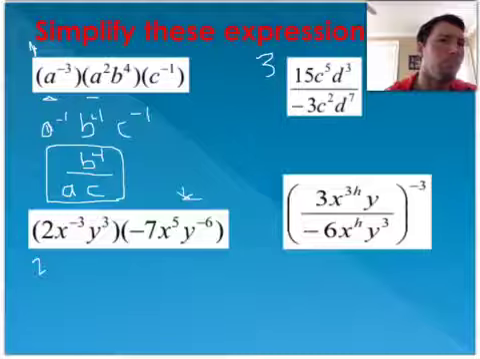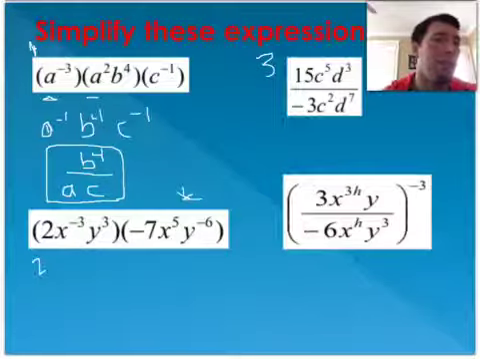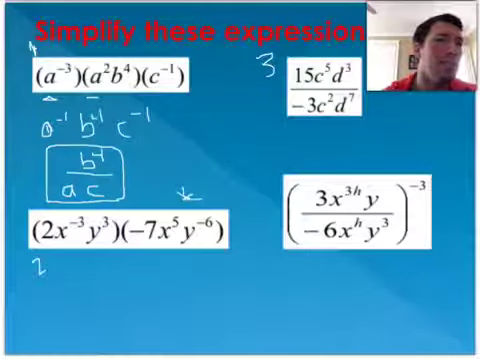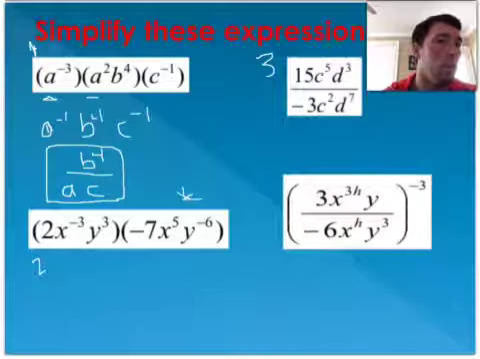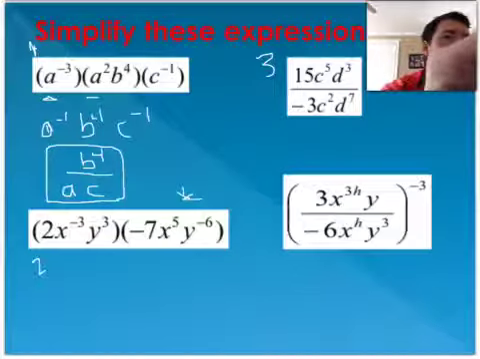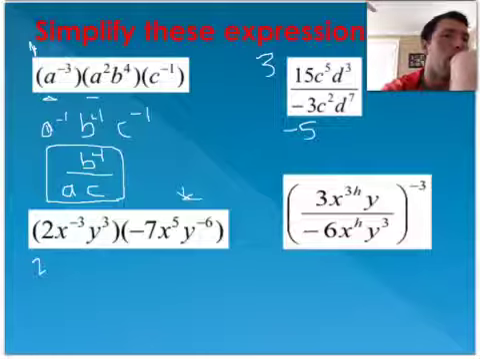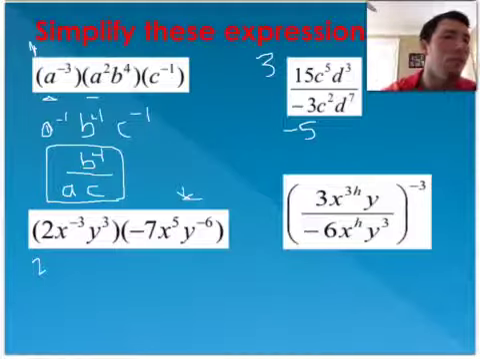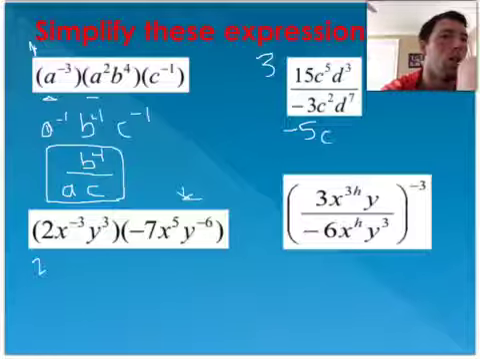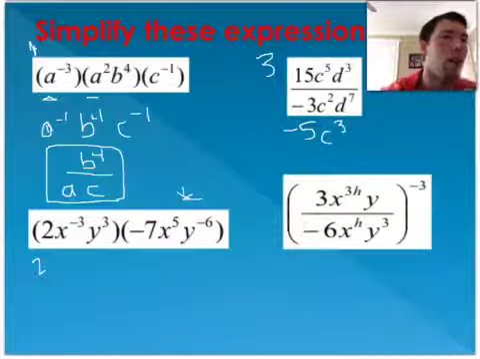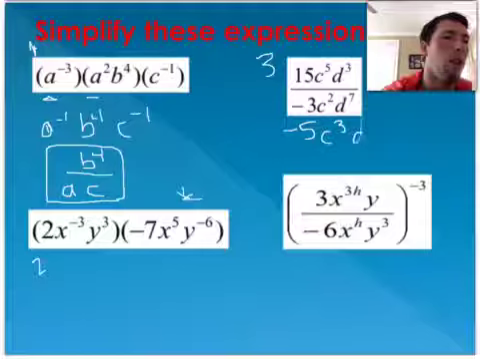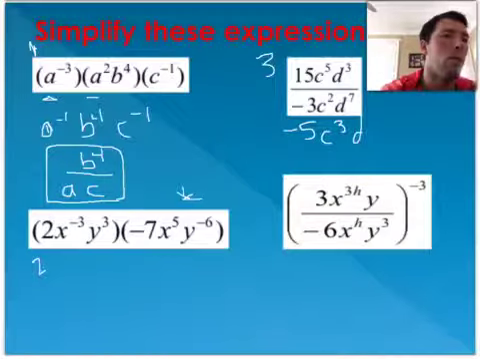On number 3, I'm going to go ahead and divide my 15 over negative 3, or at least simplify them. I notice also that my c's, I'm going to subtract the 5 and 2, and my d's, I'll subtract the 3 and 7. So I'm going to end up with 15 over negative 3. That is a negative 5. The c, I'm going to subtract 5 minus 2, so c to the third power. And the d's I will have as a negative 4.